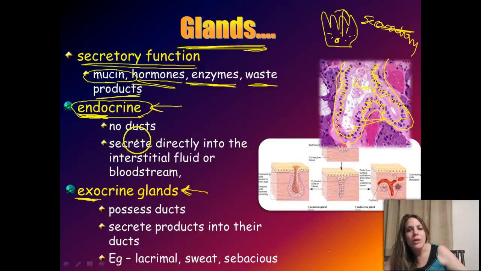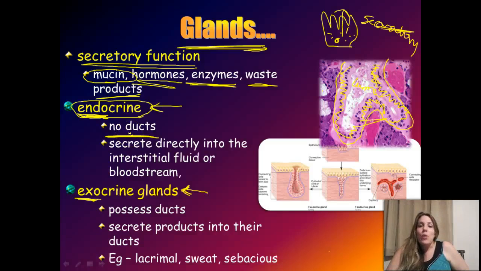So here is another way you can kind of tell these guys apart. Endocrine glands have no ducts. So for example, you have epithelial layers inside of, just say for example, the testicles, and those are going to secrete testosterone. Now, testosterone is a hormone, and it's secreted directly into the bloodstream. And so because it's secreting the hormone directly into the bloodstream, it's an endocrine gland.